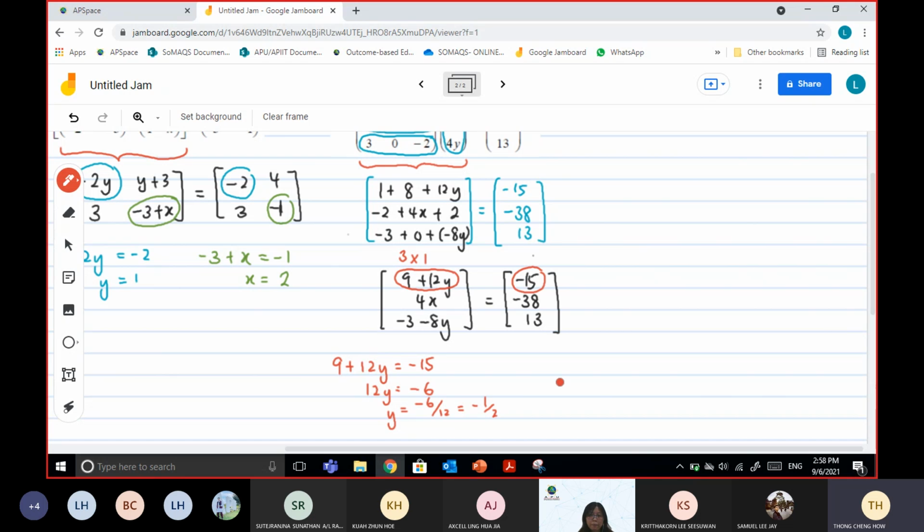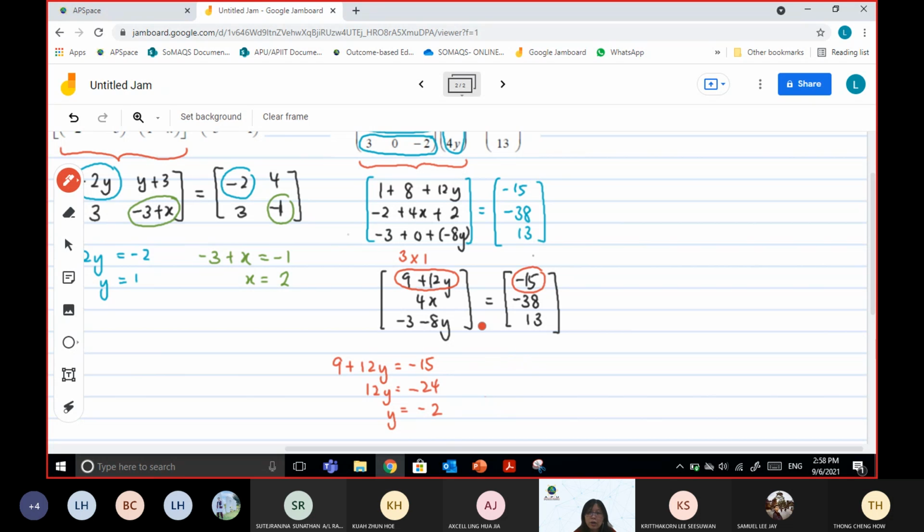Hi, Miss. The 9, you bring over shouldn't be plus, right? Sorry, it's negative 15 minus 9. Okay, yeah. My bad. Thank you. So negative 15 minus 9 is negative 24. So the answer is negative 2. Okay, y equals negative 2.